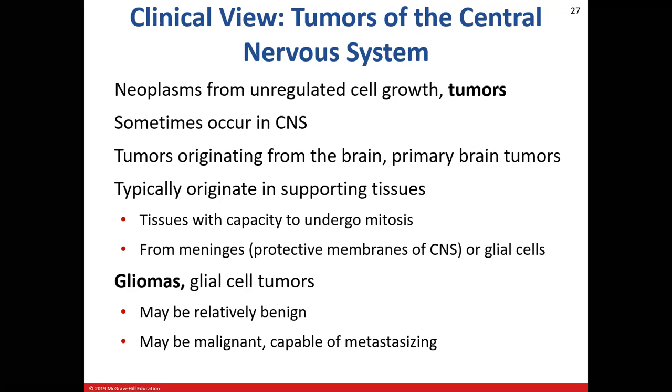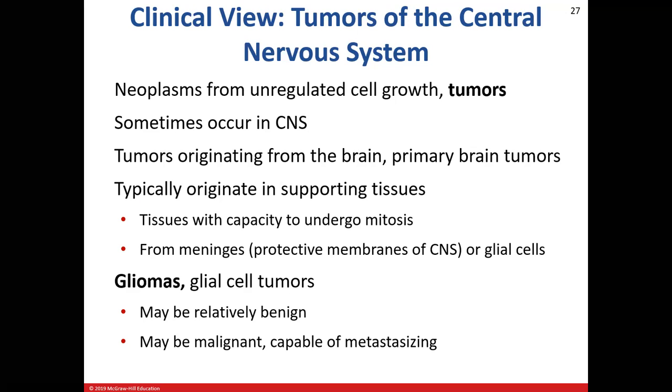Typically, they're going to originate in our supporting tissues, and these are going to include a lot of our glial cells. And the reason this occurs is because our glial cells are the cells that have the capability and the capacity to undergo mitosis. And so tumors essentially exploit that ability and cause some of those cells to speed up that mitosis or that mitotic activity.